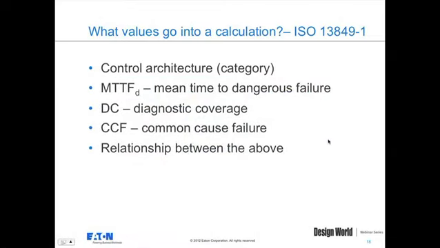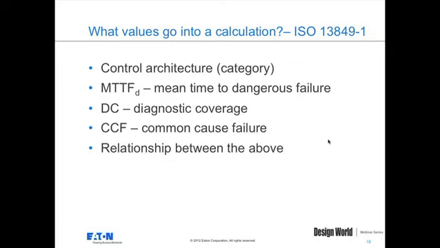So we've determined what level of safety we need to design to. How do we determine what level of safety we have in our machine? So what values go into calculating what level of safety we have? So there's 4 different things. It's the control architecture, otherwise known as the category.